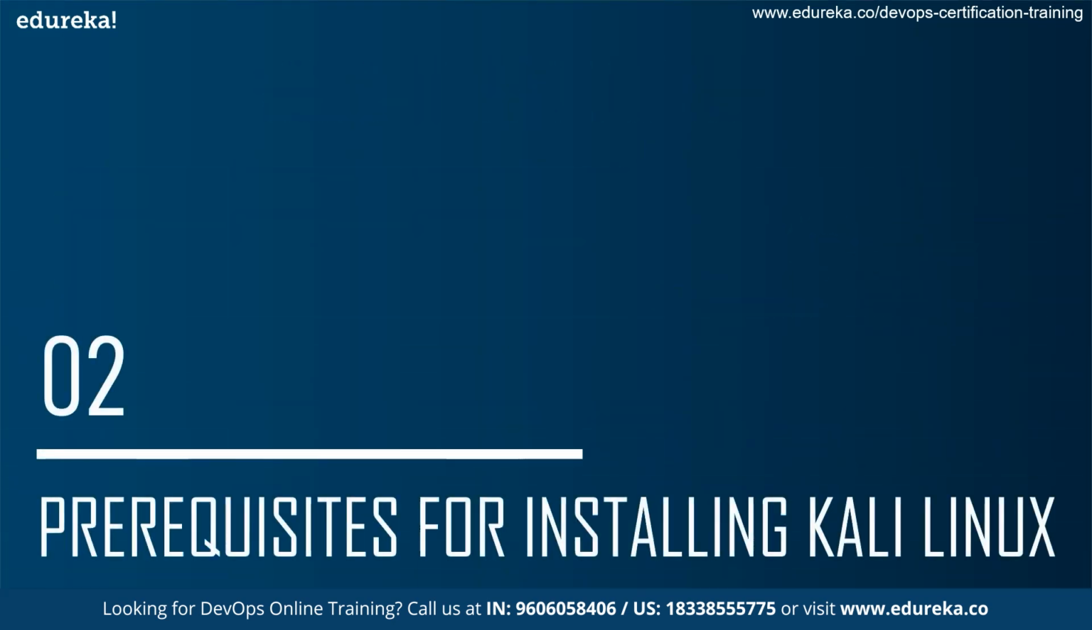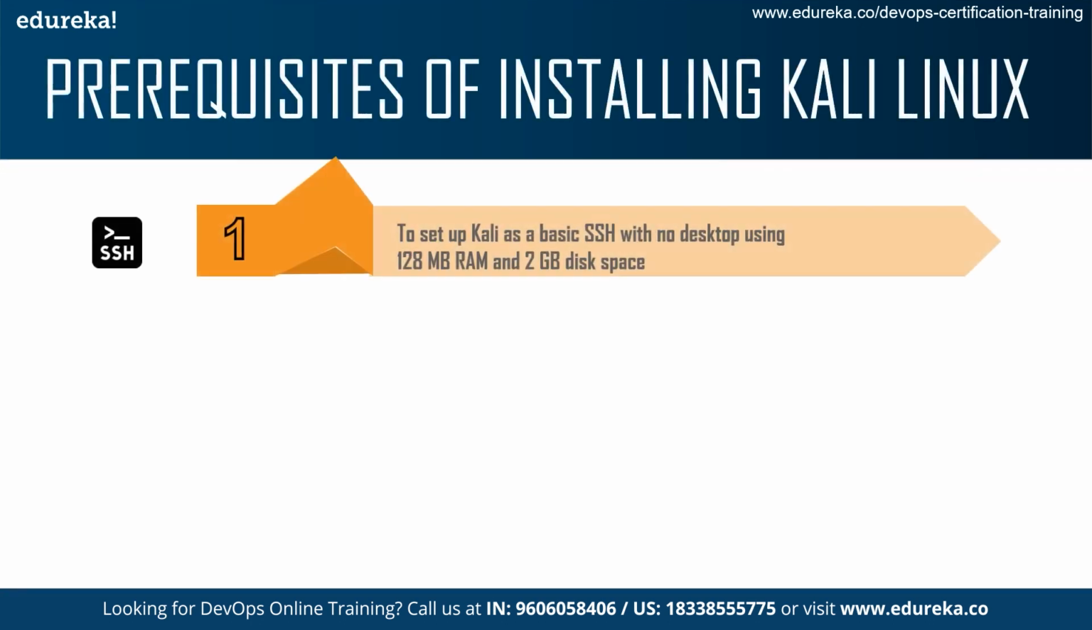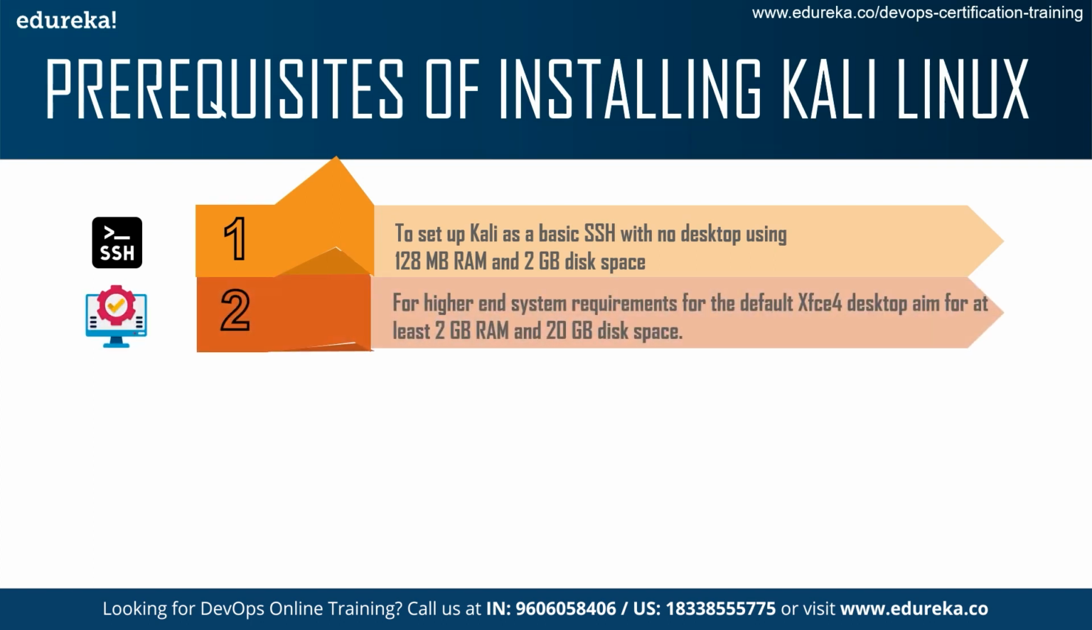So next we come to the prerequisites of installing Kali Linux. Now first we come across the system requirements. The first thing we see is to make a low-end Kali Linux without a desktop. If you want to make basic SSH, you need just about 128 MB RAM and just about 2 GB of disk space. If you're looking for a higher end system for Kali Linux, the requirements will be the default XFCE for desktop, and the aim for the disk partitions and all that has to be around 2 GB RAM and 20 GB disk space, right?